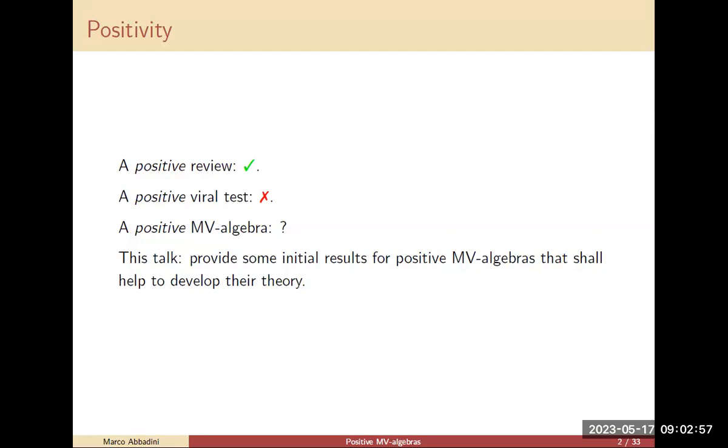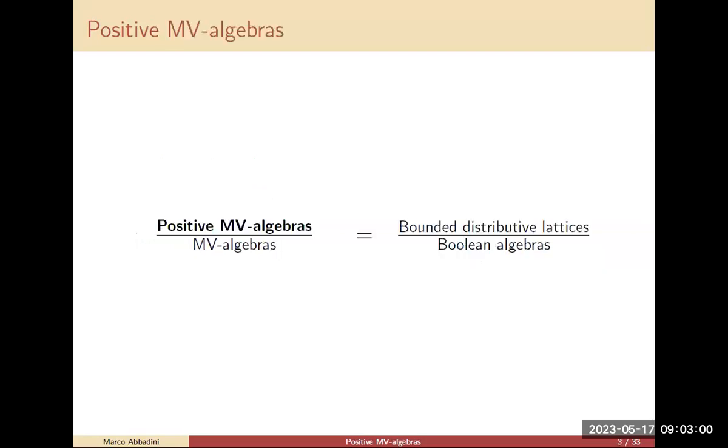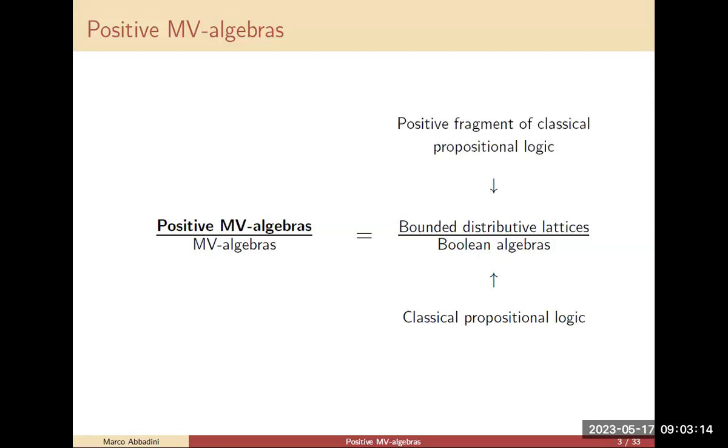Now, what are positive MV-algebras? Well, the idea is that they are MV-algebras whose bounded distributive lattice reducts are Boolean algebras. Now, what are these structures? Boolean algebras are the algebraic semantics of classical propositional logic. Bounded distributive lattices are, let's say, the Boolean algebras without negation. So they capture the positive fragment, or the negation-free fragment, of classical propositional logic.